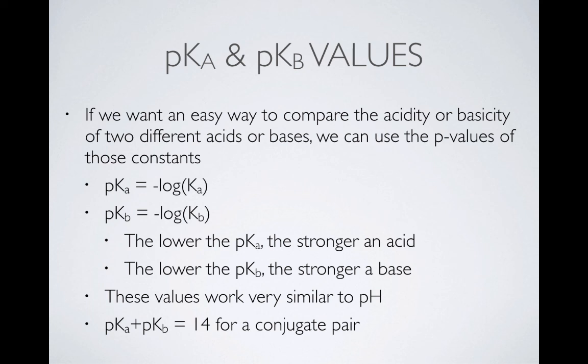If we happen to have a conjugate pair, we can look at the pKa and the pKb of that conjugate pair, and those two values will add up to 14 for a conjugate pair, just like the Ka times the Kb is equal to 10 to the minus 14. This is why the pKa plus the pKb is equal to 14.